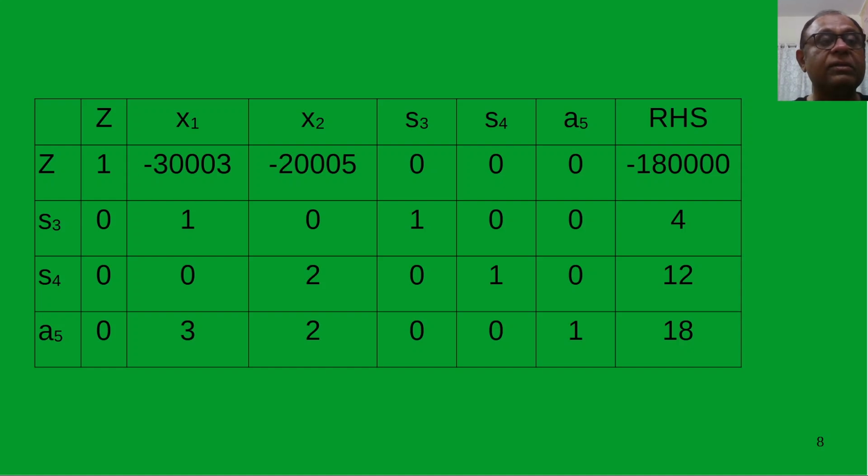Now for the first constraint, if written in terms of x1 plus S3 equal to 4, so what do you have now? X1 will have a coefficient of 1, and then under the S3 also you have the entry of 1, and the RHS is of course 4. Similar goes for constraint number 2, which has S4, and constraint number 3, which has A5.